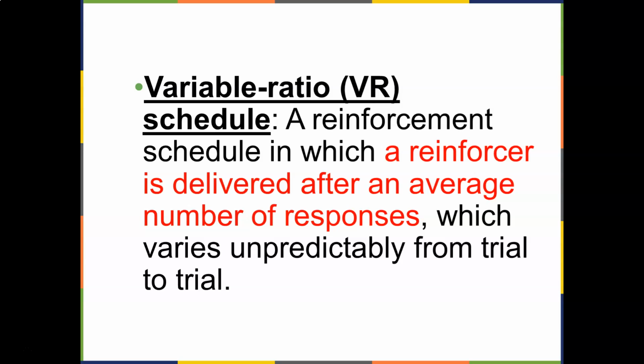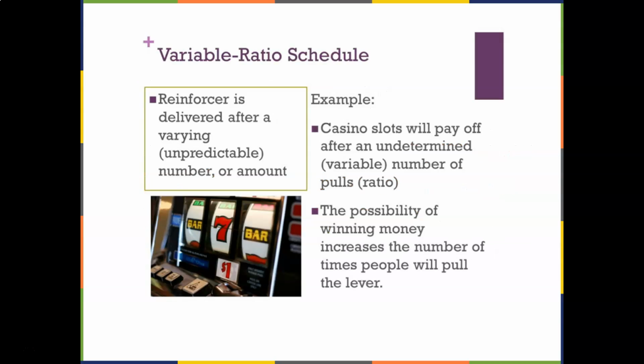Now, on the other hand, a variable ratio, that's when the reinforcer is delivered after an average number of responses. Okay, so it's not fixed, but it's an average number of responses. So take for instance, variable ratio here can be gambling. So we're playing the casino slots, so basically it's an undetermined number of pulls, and so that is a variable ratio. It's not determined.